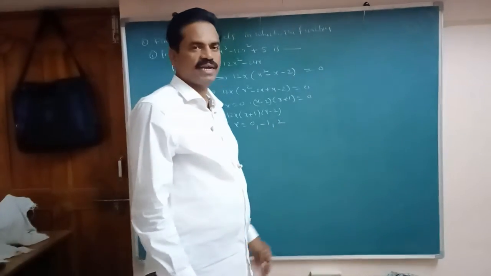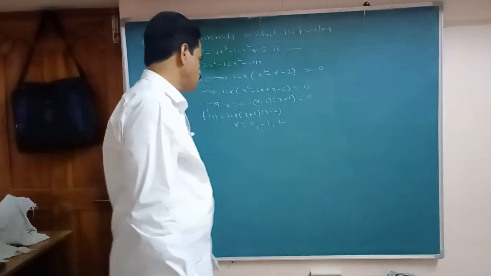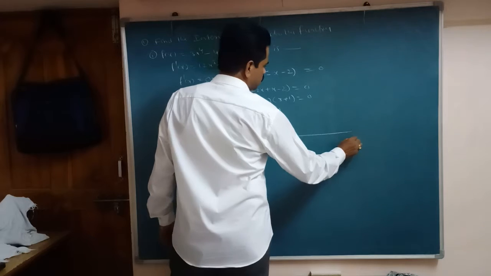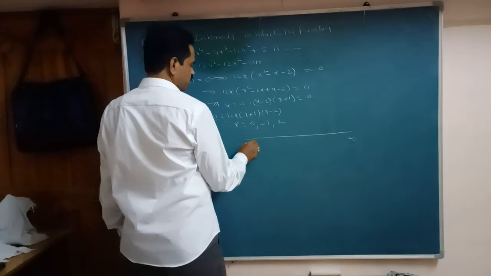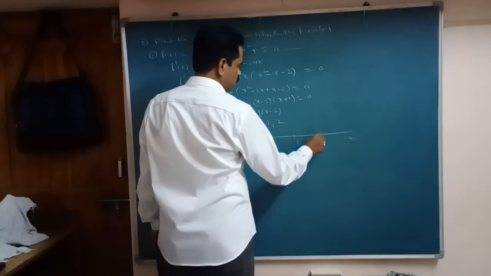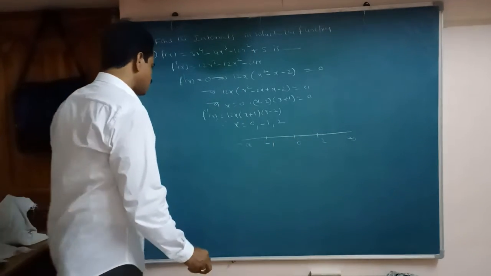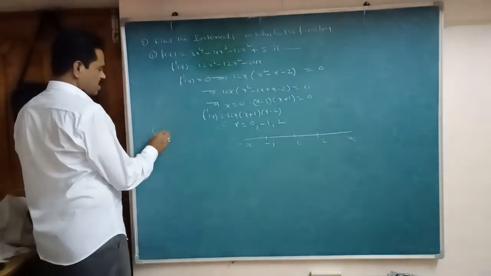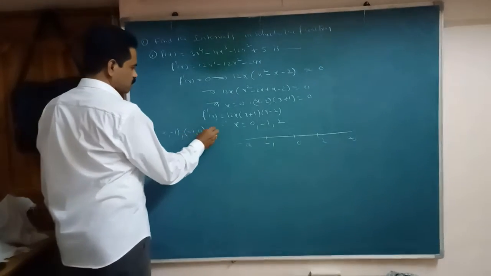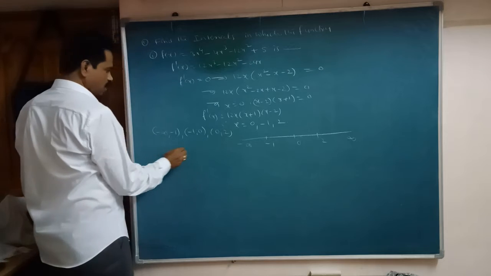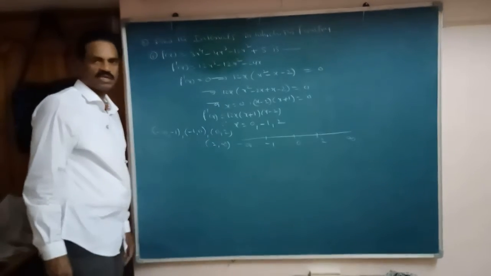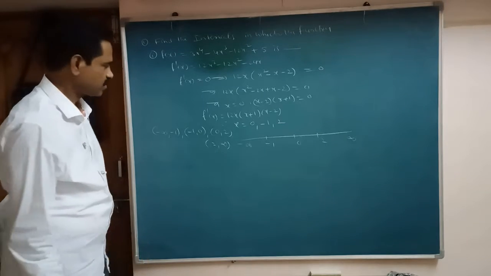Next step is divide rule. See here, write on this one: plus infinity, 2, minus infinity, so 0, −1, 0, 2. What are the intervals here? Minus infinity to −1, −1 to 0, 0 to 2, and 2 to infinity.